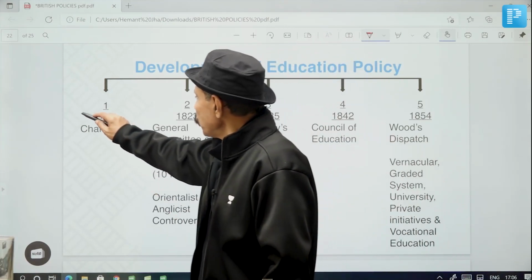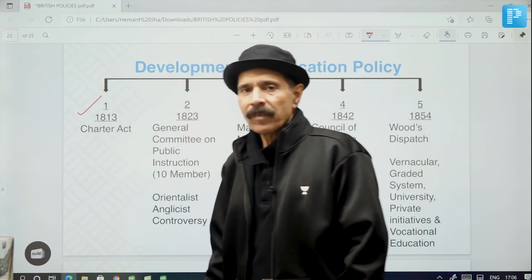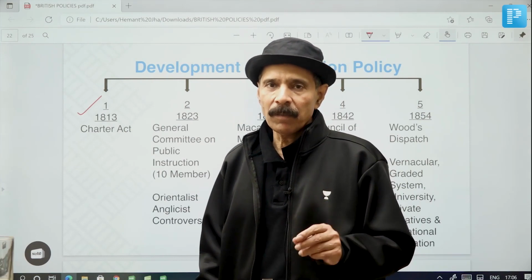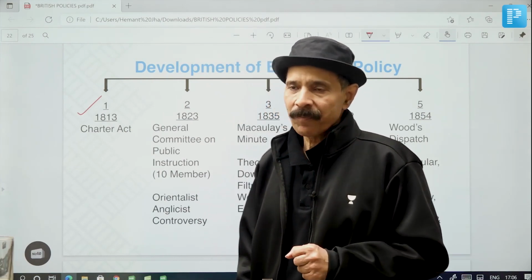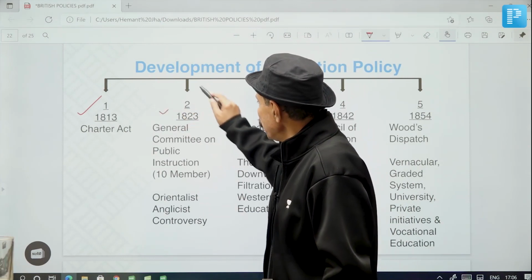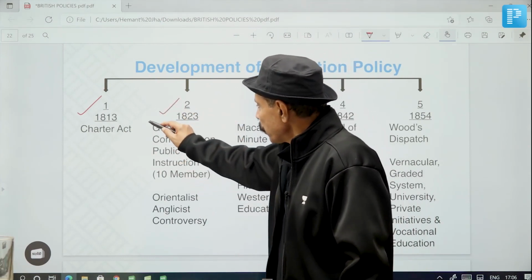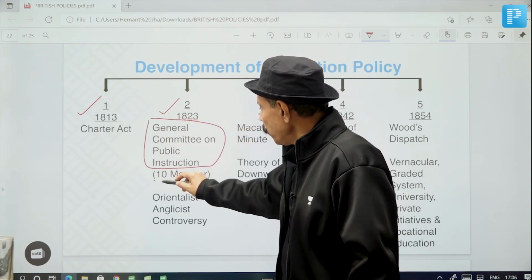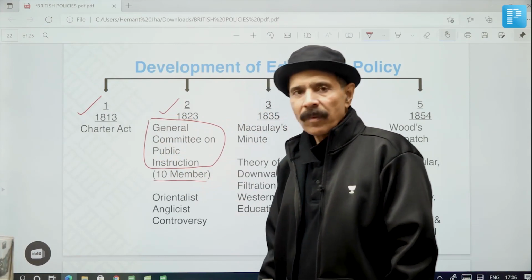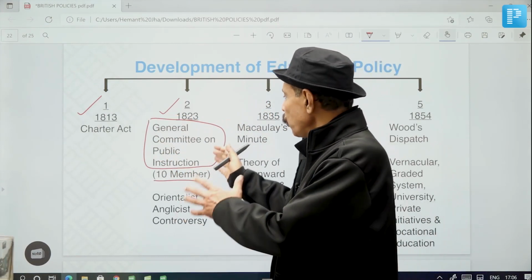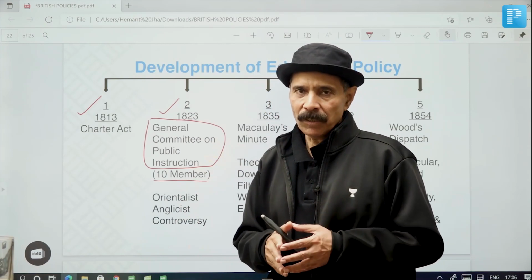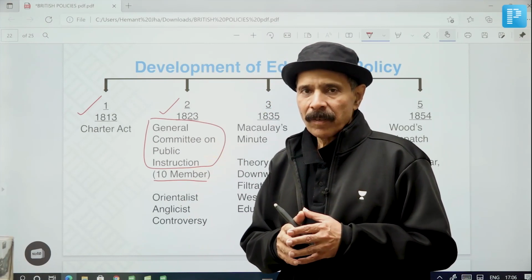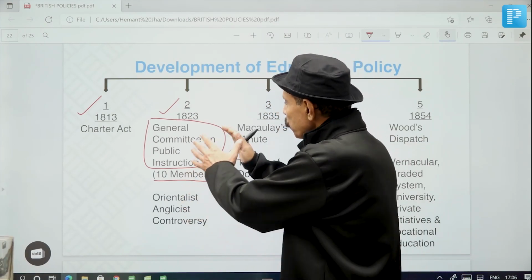First is Charter Act 1813. In this act, there was a provision for the grant of rupees 1 lakh per annum for the development of education. Second, 1823. Creation of General Committee on Public Instruction, having 10 members. So a separate body was created for the development of education. And the sum of rupees 1 lakh was given at the disposal of this committee.